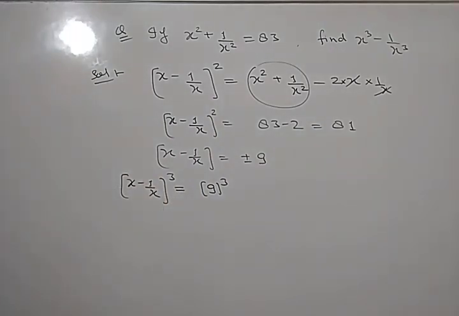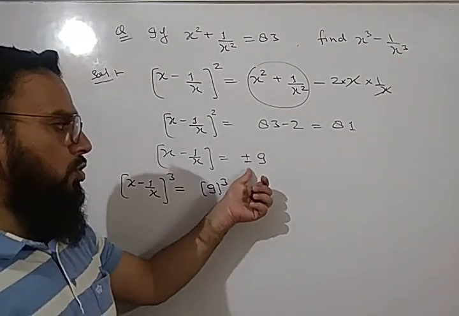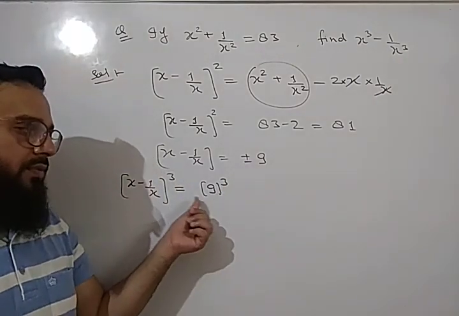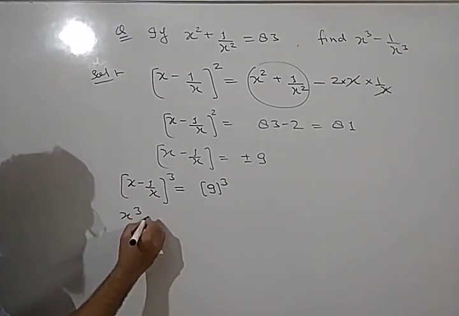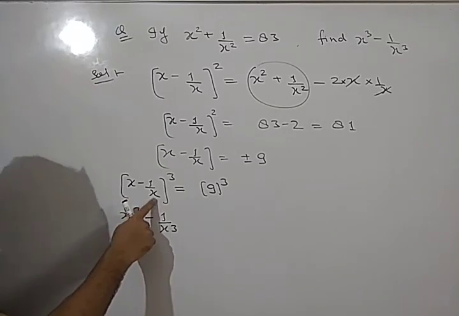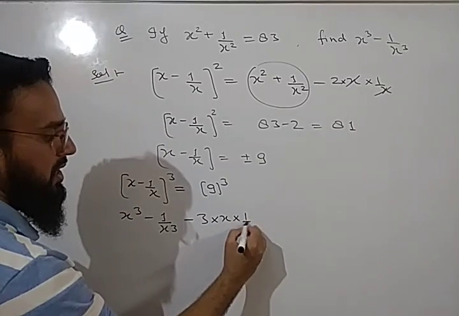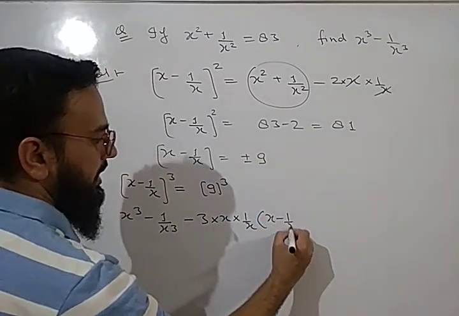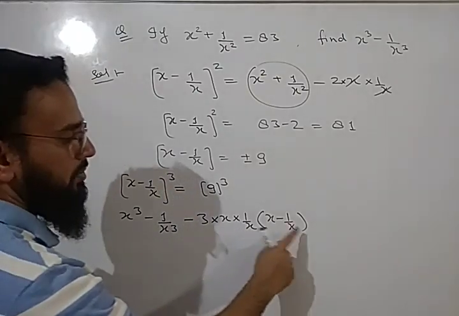If you want to use both the signs, you can, but that will be too lengthy. No need to solve by both the signs. Take only the positive value. It will be 9 cube. So putting the values, we will get x cube minus 1 upon x cube, using the identity of a minus b whole cube: a cube minus b cube minus 3ab, in bracket a minus b.